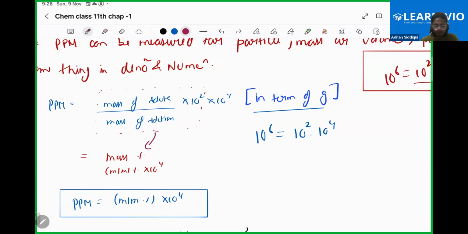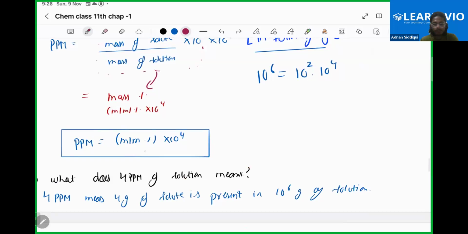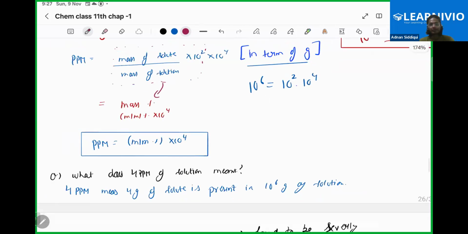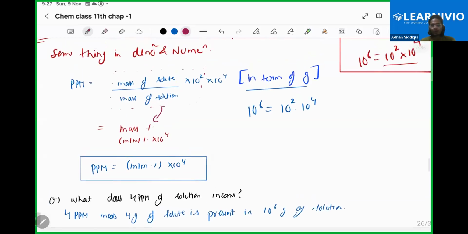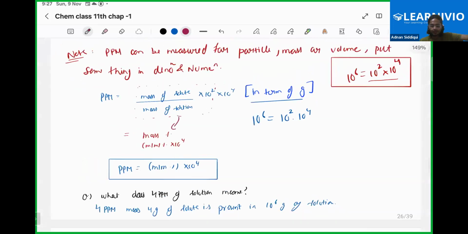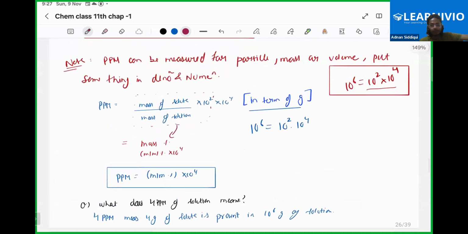So there is a relationship between ppm and mass by mass percentage: ppm is nothing but mass by mass percentage into 10 to the power 4 if you are talking in terms of grams. Same for volume by volume, you can also write it, but there you have to use ml. If it is in grams, we have to use mass by mass. If in ml, then volume by volume.